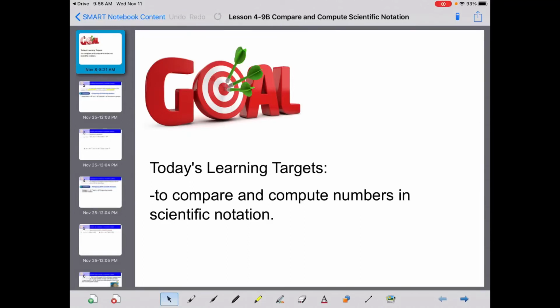This is lesson 4-9b from the Algebra Readiness textbook. For today's lesson, we are going to learn to compare and compute with numbers in scientific notation.